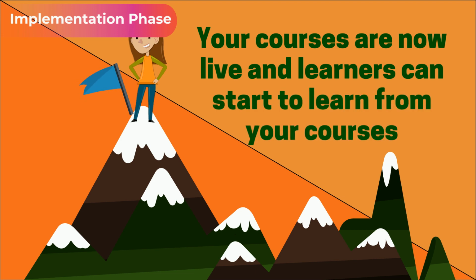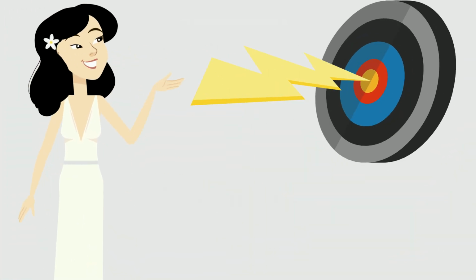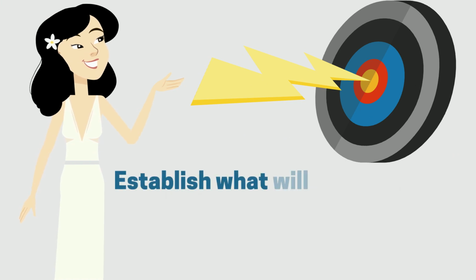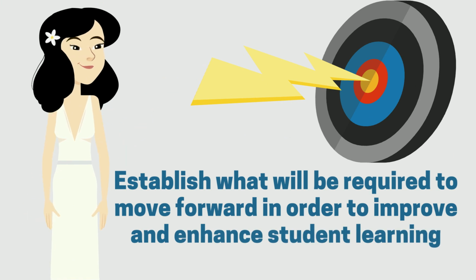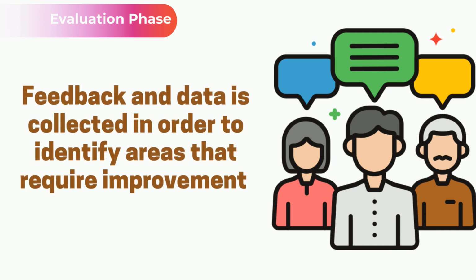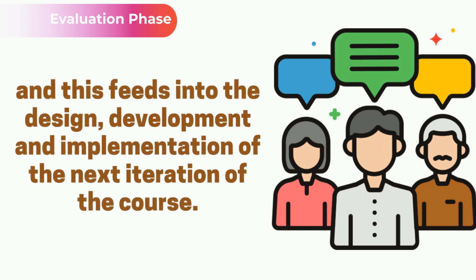The last phase of the ADDIE method is evaluation. The main goal of the evaluation phase is to determine if the goals have been met within the course and to establish what will be required to move forward in order to improve for the enhancement of student learning. Feedback and data is collected in order to identify areas that require improvement, and these fit into the design, the development, and implementation of the next iteration of the course.